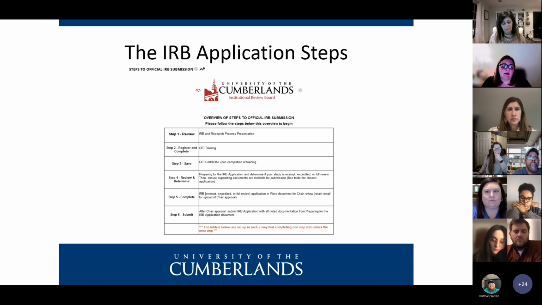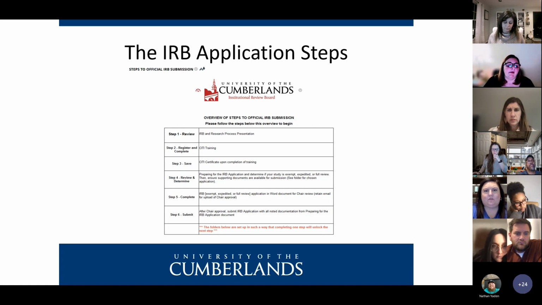Step 4, you're going to start your application creation through a Word document that you're going to send back to your chair to get feedback, to revise before submission in the system. Step 5 is you're going to complete the Word application. Well, that's when you're going to send it back. And then step 6 is where you're going to get the link to submit to the system for IRB approval.